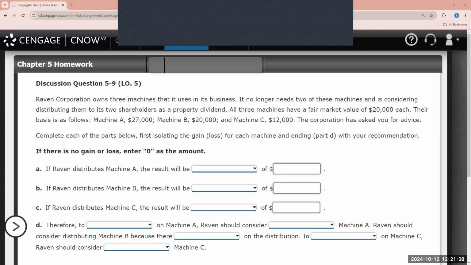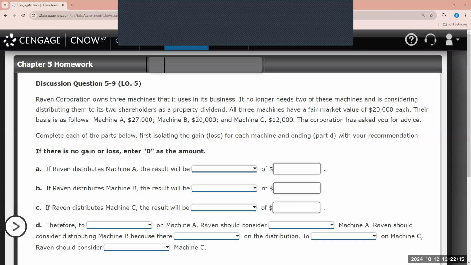So what that simply means, let's say the corporation has a building, they paid $100,000 for the building, and now the fair market value of the building is $150,000. That is an example of appreciated property. Now, let's say the corporation paid $100,000 for the property and the current market value is $80,000. That is an example of depreciated property. So in this case, again, all 3 machines have a fair market value of $20,000.